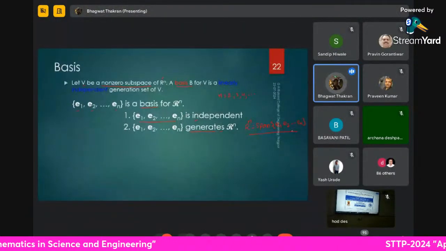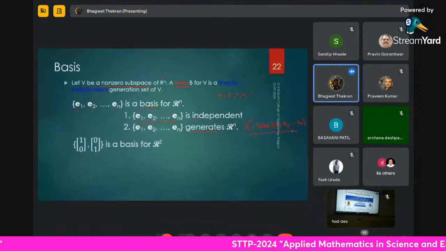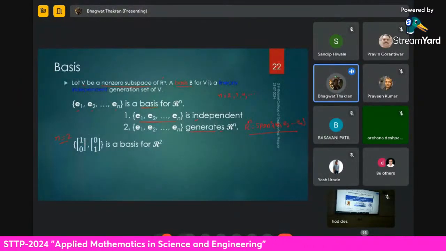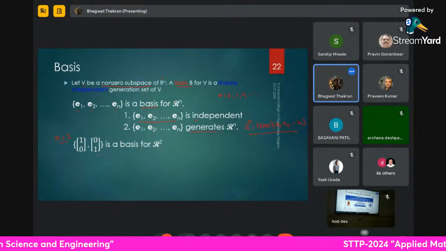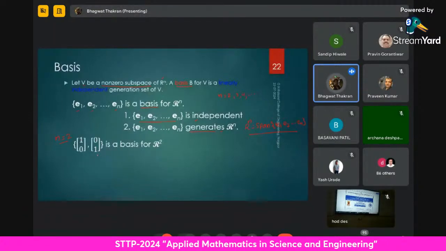Now, I have taken one basic case where n equals 2. The moment I set n equals 2, I have my standard vectors to be (1, 0) and (0, 1), and it is a basis for R2.